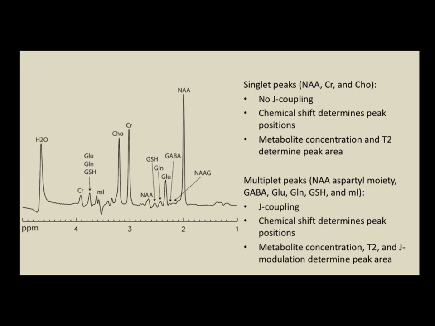Let's look at the 7T spectrum again. So you see the NAA, creatine, choline peaks, they don't have J-coupling. Without J-coupling, they don't have any peak splitting. That's why they are called singlet peaks.